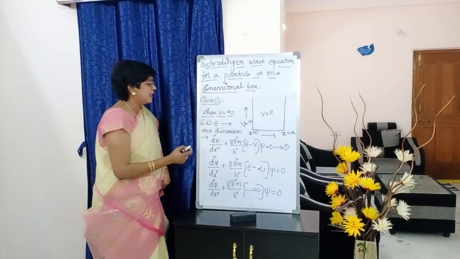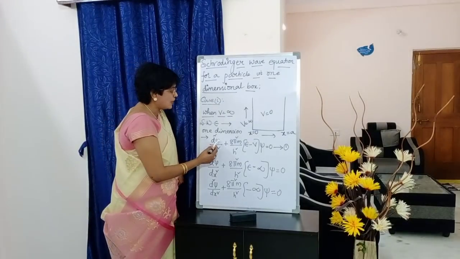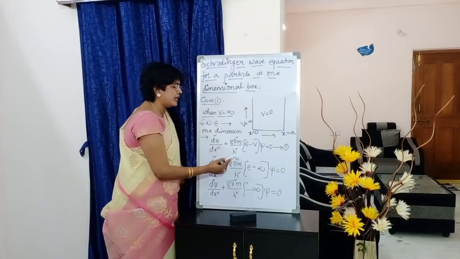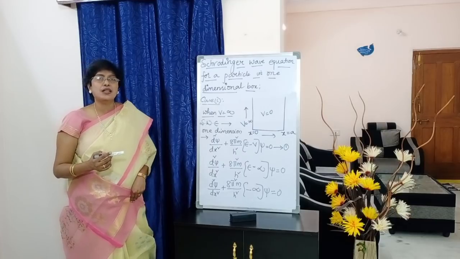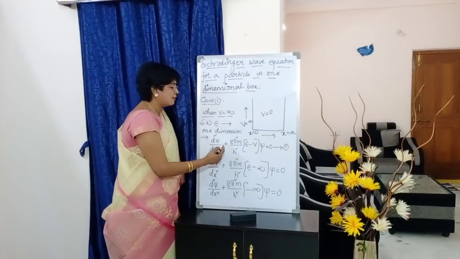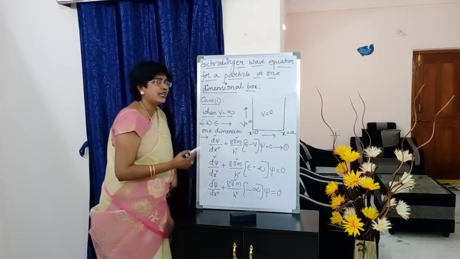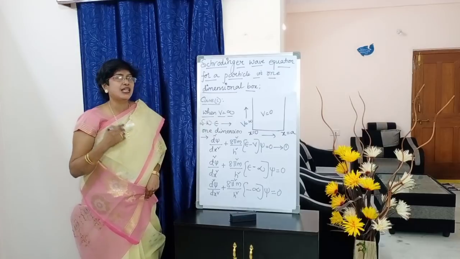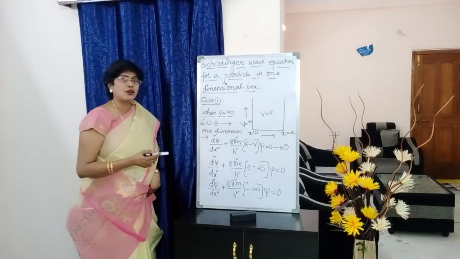Fine? Okay. Now, along one dimension, below write down: d square psi by dx square plus 8 pi square m by h square into (E minus V) into psi is equal to 0. Once again for you: d square psi by dx square plus 8 pi square m by h square into (E minus V) into psi is equal to 0. So here we have taken V is equal to infinity. Kindly substitute this value in the place of V.